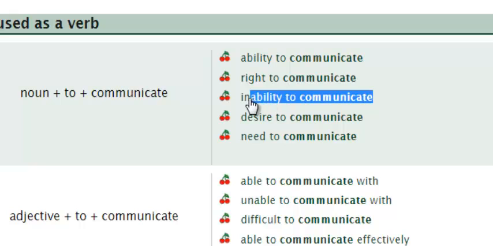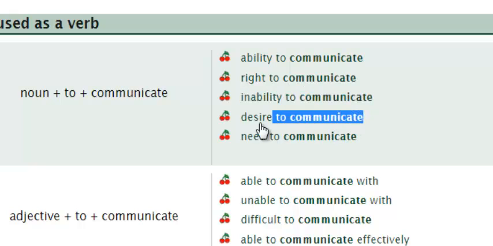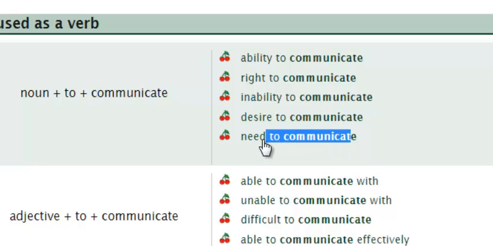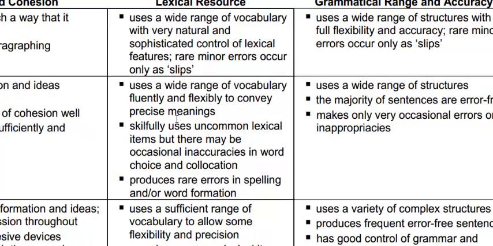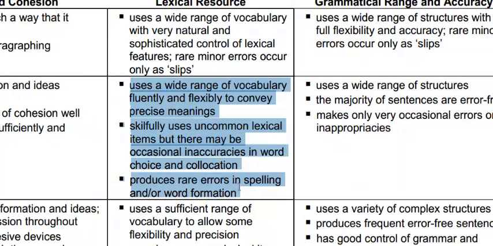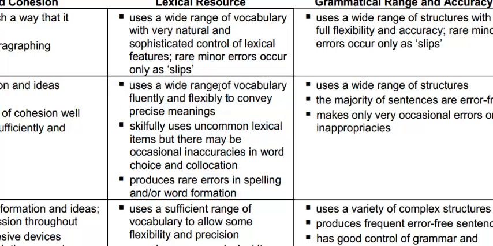By studying these collocations and gradually using them in your writing and in your speaking, you increase not only the range of your writing, but you increase the appropriacy of your writing in terms of the task, and you move into this band score 8 criteria where you are using a wide range of vocabulary, you're skillfully using uncommon lexical items, and it just makes your writing far more fluent and sophisticated and stylistically impressive when you use collocations accurately.